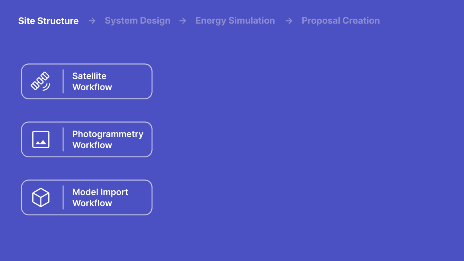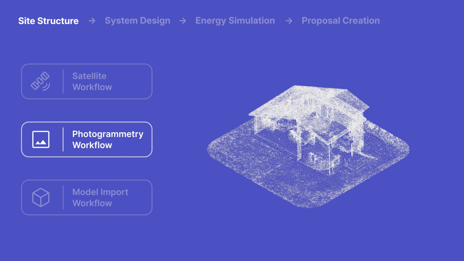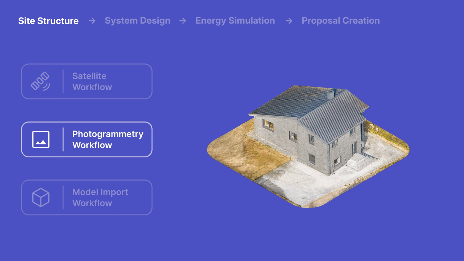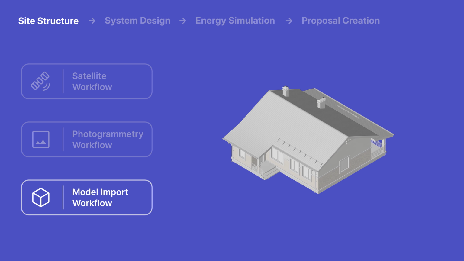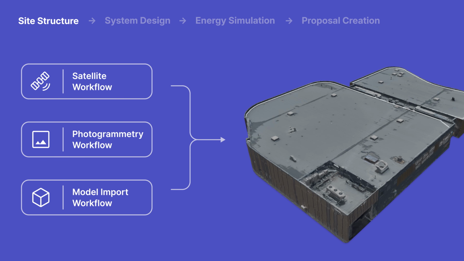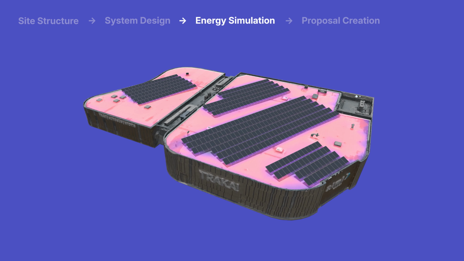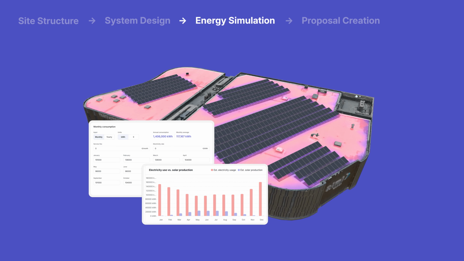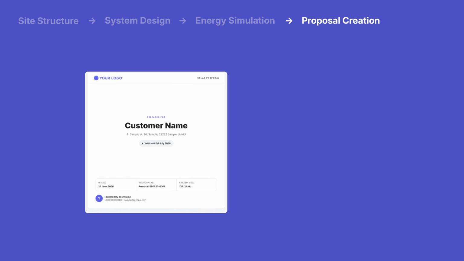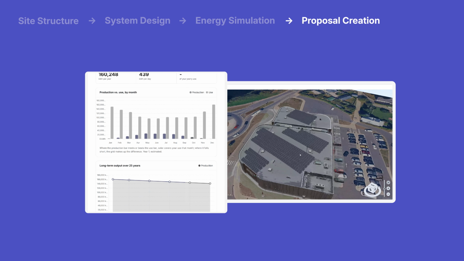Every project starts by getting the site into Pvneo as a 3D model, and you've got 3 ways to do it. Satellite imagery, 3D generation from photos you capture yourself, or importing a model you already have. From there, the path is the same whichever you chose. You design the system, simulate how much energy it'll produce, and generate a branded proposal you can share with the client. Same app, start to finish.